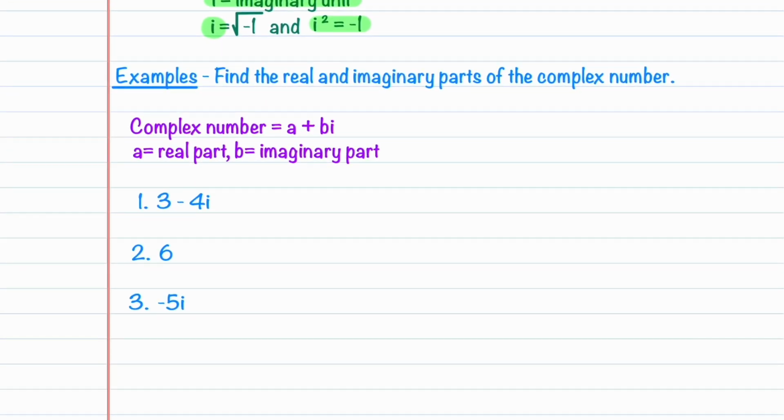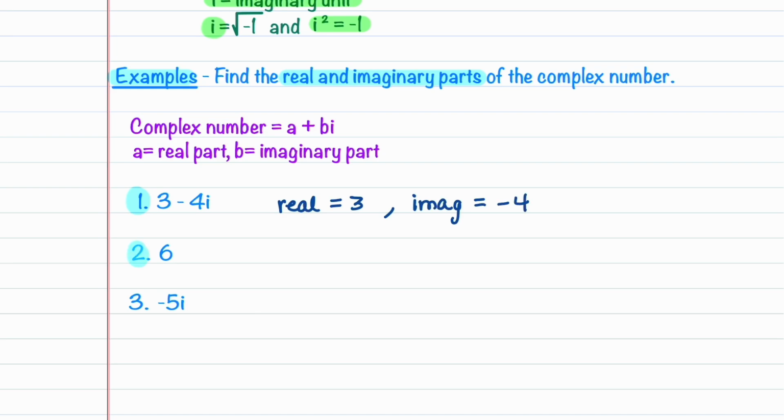In the first examples that we're going to look at, we are going to identify the real and imaginary parts of the complex number. Let's look at our first example. With this complex number, our real part is equal to 3. And then our imaginary part is the constant that multiplies i, and in this case, it's equal to -4.